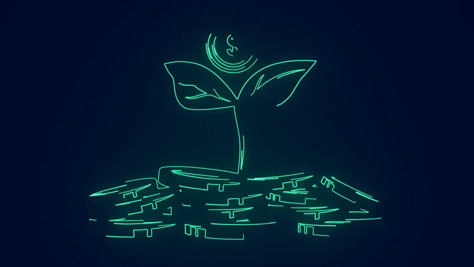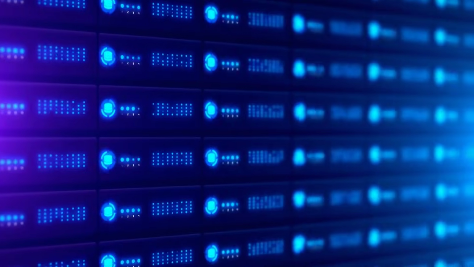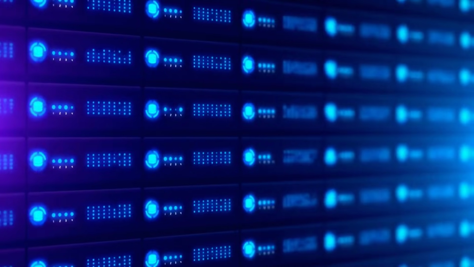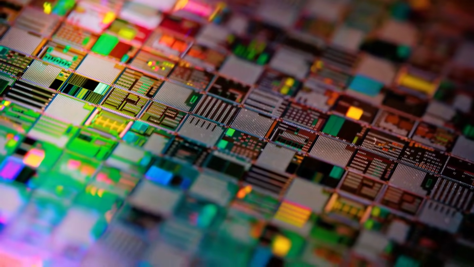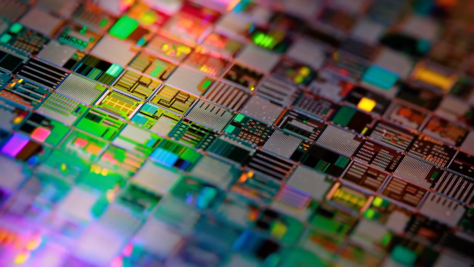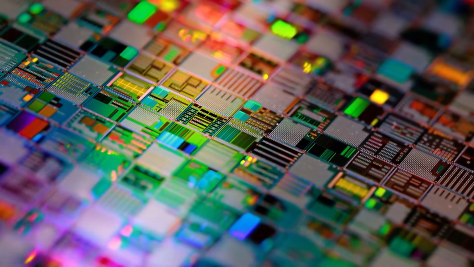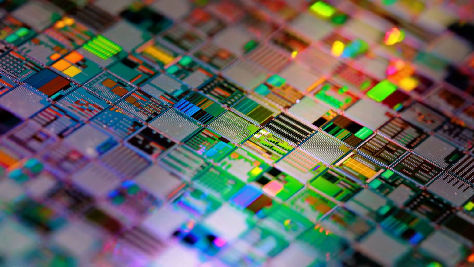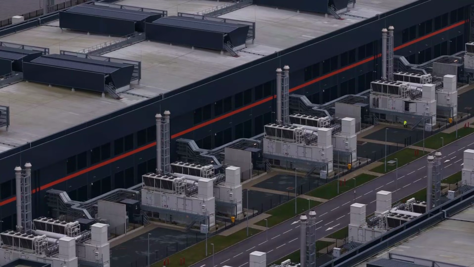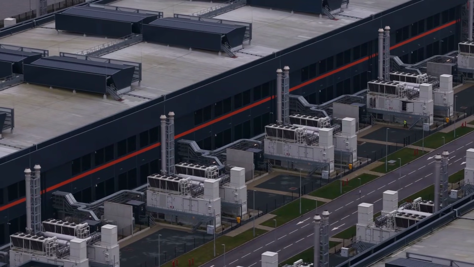Let's zoom out. If this scales, and that's still an if, what does it mean? First, energy. AI is becoming one of the largest consumers of electricity globally. If optical chips can deliver the same performance at a fraction of the power cost, that changes the economics of AI deployment, especially at the edge, in autonomous systems, in data centers with tight power budgets.